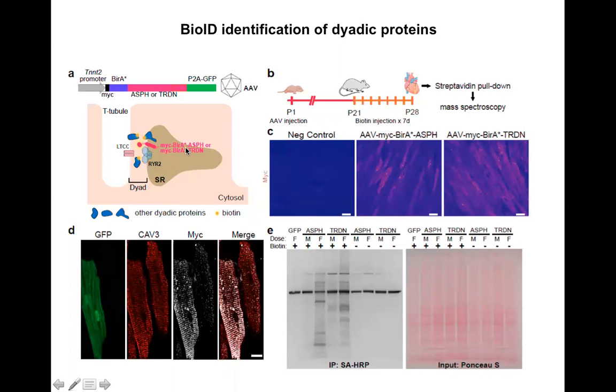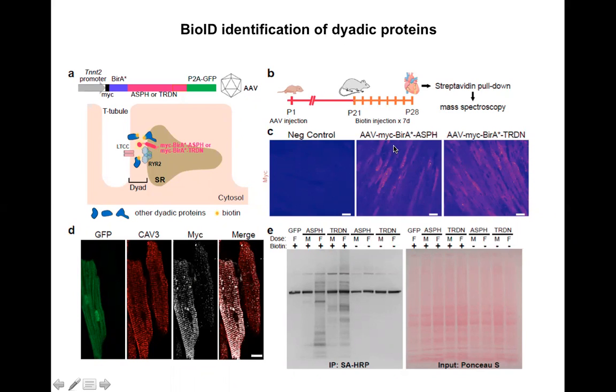To perform the in vivo proteomic mapping, we put the constructs into the adeno-associated virus backbone under the cTnT promoter for specific expression in cardiomyocytes. We injected the AAV into P1 pups at a full dose and waited until P21. Biotin was continuously supplied for a week. At P28, we collected the hearts for streptavidin pull down and then mass spec analysis.